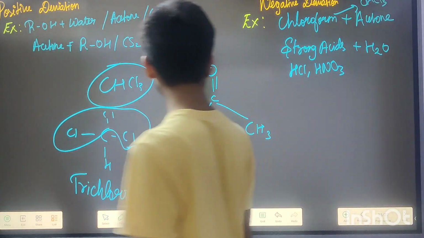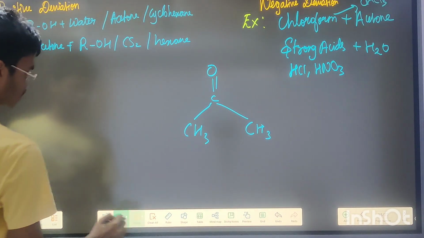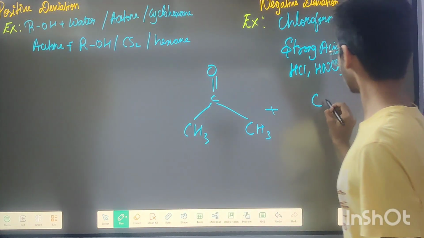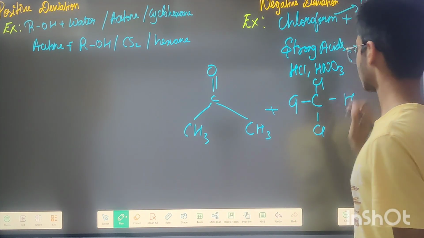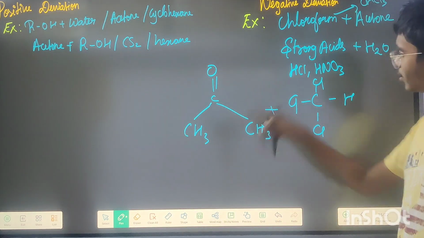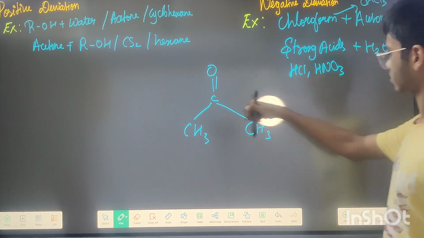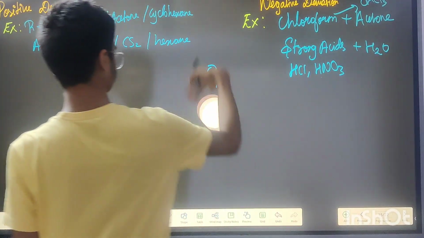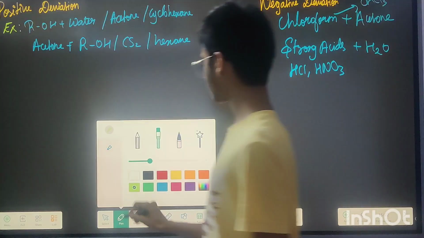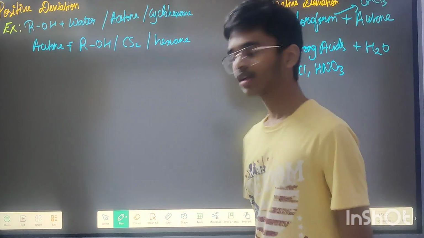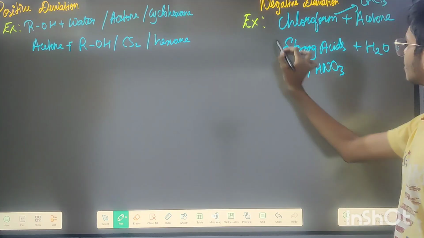So this is the structure of acetone. Acetone plus CHCl3, so when you add them, you will get a negative deviation. How will you remember this? Very simple. Acetone is everywhere. Acetone is everywhere, this one I told you.